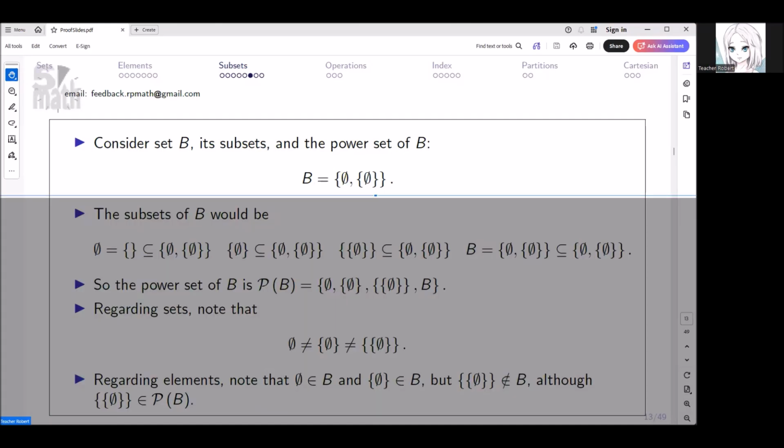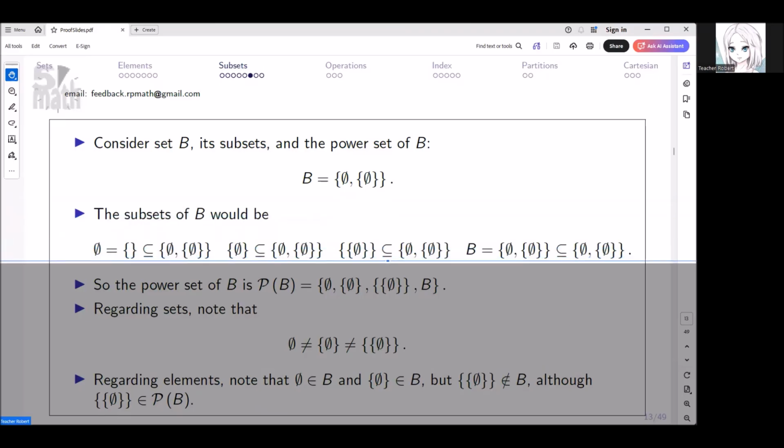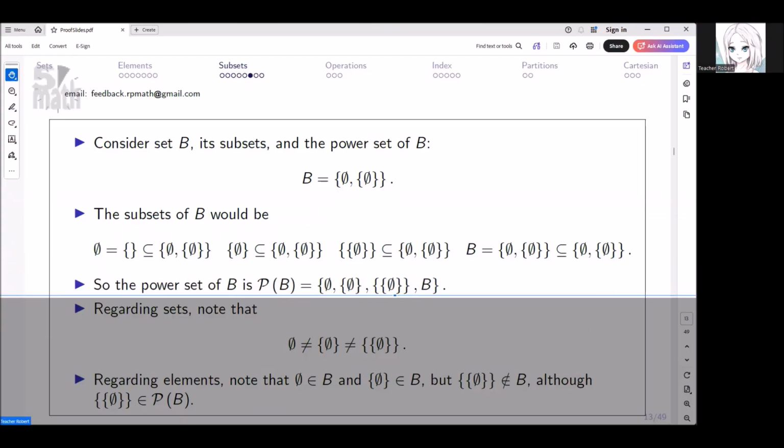Consider set B, its subsets, and the power set of B. Here, the subsets of B would be the following. So the power set of B is this.